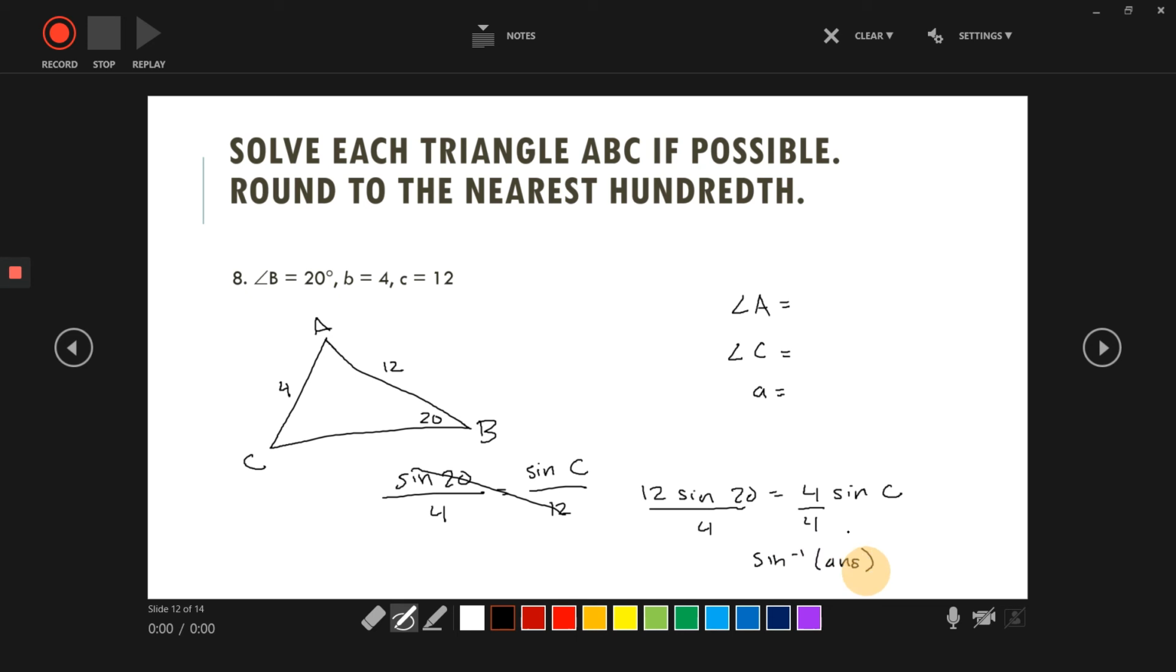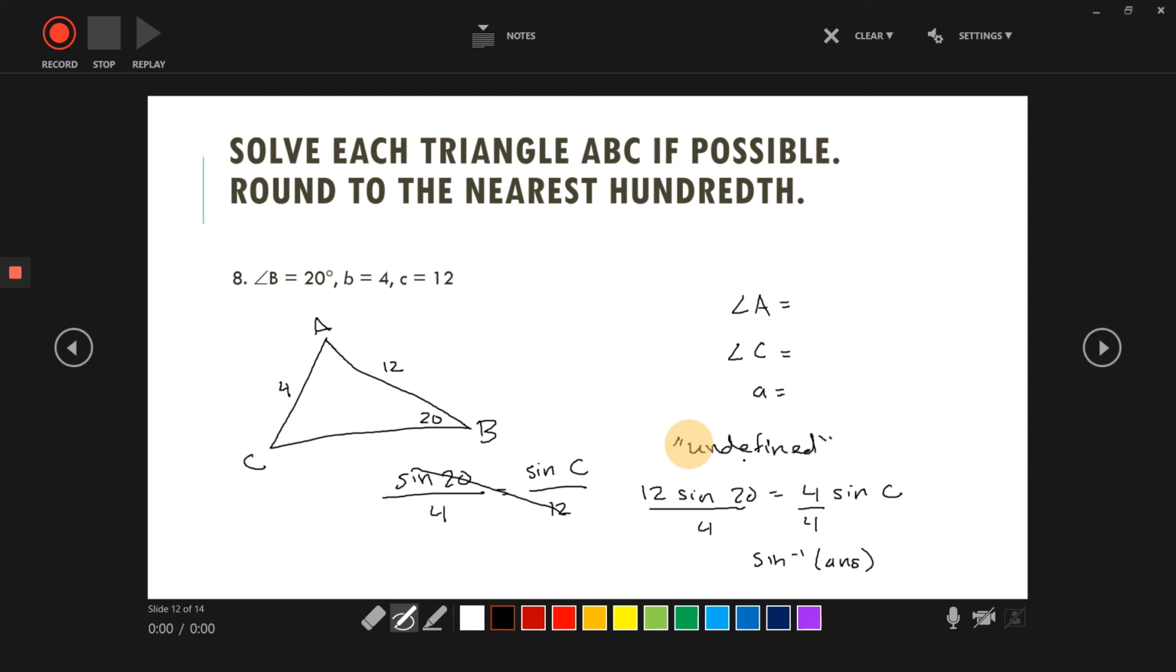So I'm going to type it in my own calculator. Try typing it in yours along with me. 12 sine 20 divided by 4. Okay, so I got a decimal, 1.02. And now I'm going to do the sine inverse of that decimal. Okay, when I typed this in, I got undefined. It said undefined.